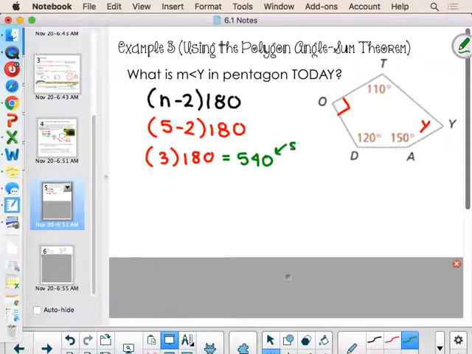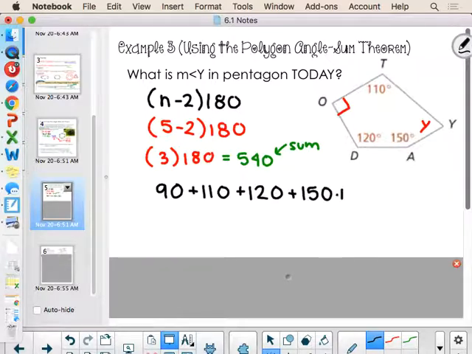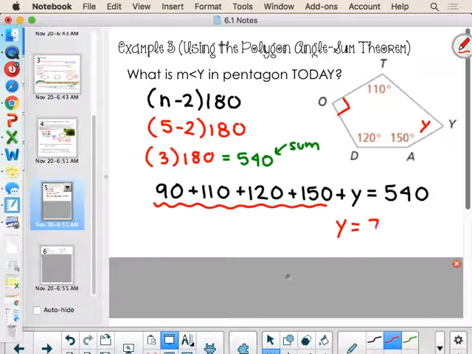And so what this represents is the sum of all of the interior angle measures. And sum means I add. So I have 90 plus 110 plus 120 plus 150 plus y. And all of those interior angle measures add up to 540. So when I subtract all of these from 540, I am left with a y value of 70. So the measure of angle y is equal to 70.